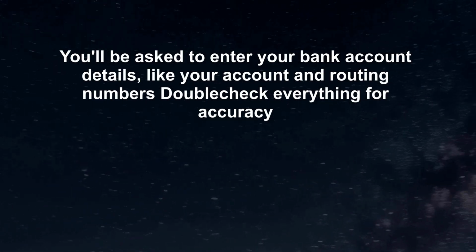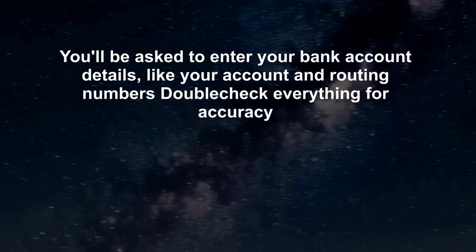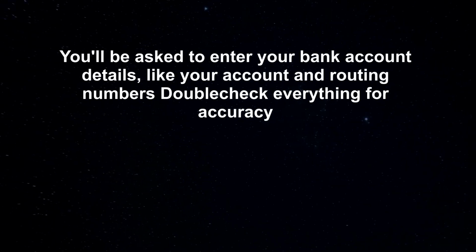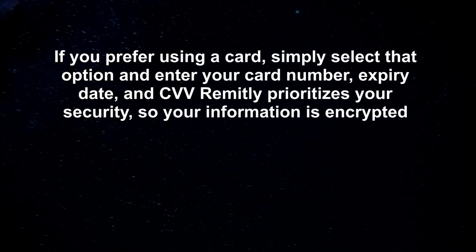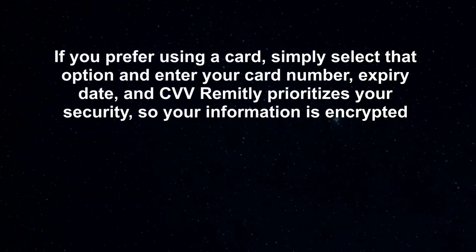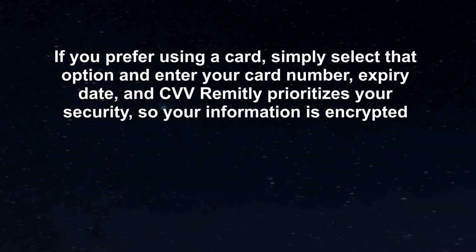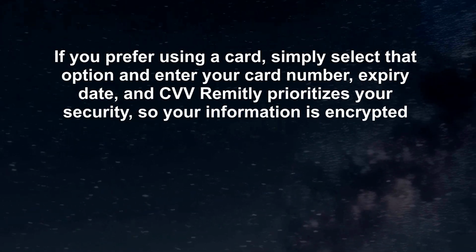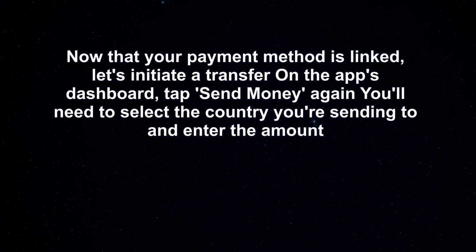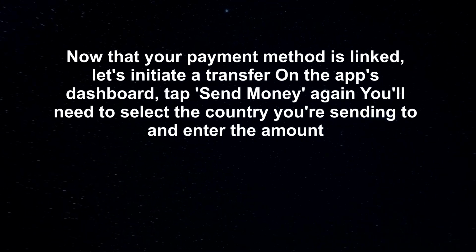You'll be asked to enter your bank account details, like your account and routing numbers. Double-check everything for accuracy. If you prefer using a card, simply select that option and enter your card number, expiry date, and CVV. Remitly prioritizes your security, so your information is encrypted. Now that your payment method is linked, let's initiate a transfer on the app's dashboard.